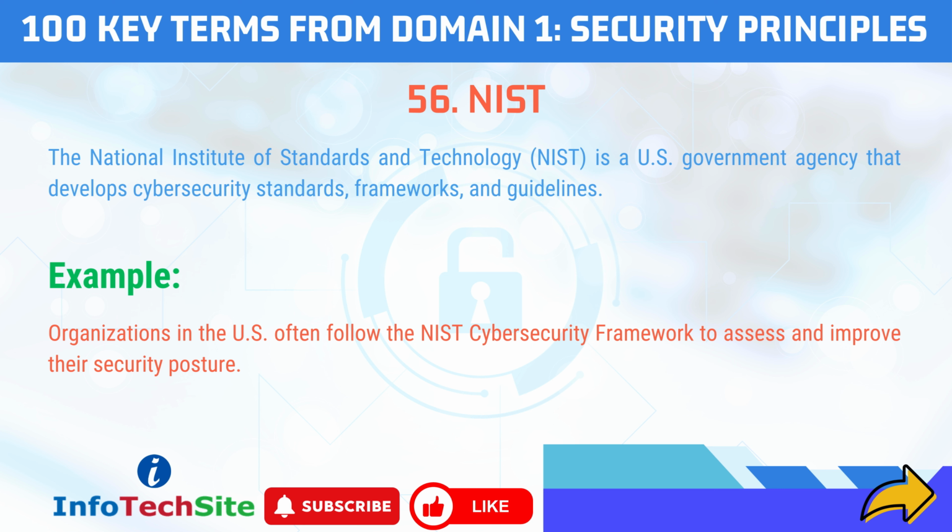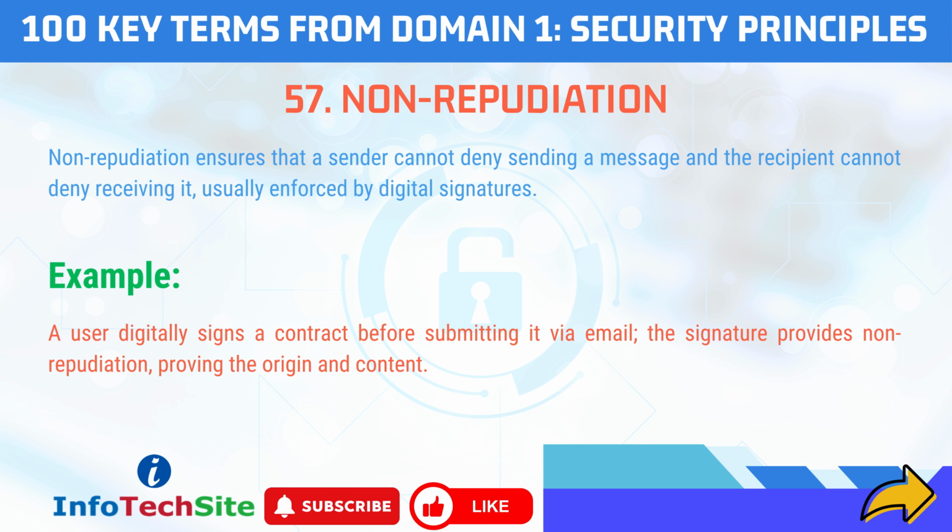An example includes: organizations in the U.S. often follow the NIST cybersecurity framework to assess and improve their security posture. 57. Non-repudiation. Non-repudiation ensures that a sender cannot deny sending a message and the recipient cannot deny receiving it, usually enforced by digital signatures. For example, a user digitally signs a contract before submitting it via email. The signature provides non-repudiation, proving the origin and content.